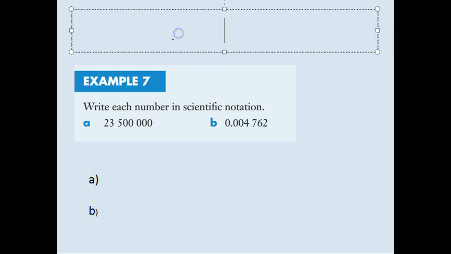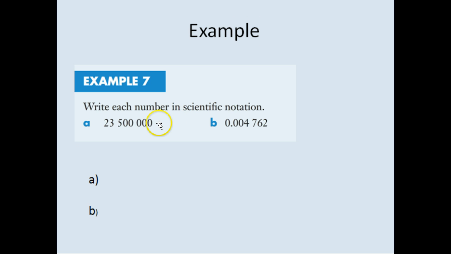Okay, first example. Write each in scientific notation. So what I need to do is convert this into a whole number, or a number with a ones unit, and then everything else is a decimal. My decimal would be sitting here. What I'm going to do is count how many times I need to move my decimal in order to get it to this point here.